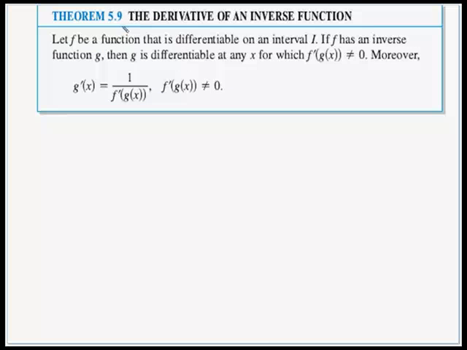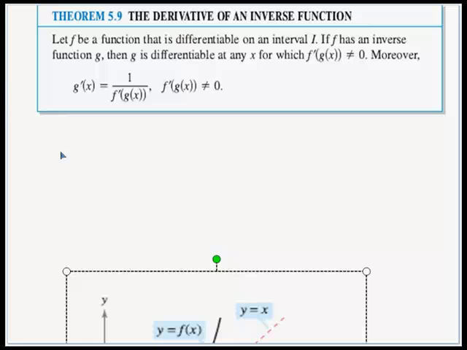And Theorem 5.9 talks about the derivative of an inverse function. Now this might get a little confusing. Hopefully I'll flip back to that picture and that might clear it up a little bit. Let f be a function that is differentiable on an interval I. If the function f has an inverse function g, so g is the inverse function, then g is differentiable at any x for which f prime of g of x does not equal 0. Moreover, the derivative of the inverse, g prime of x, is just the reciprocal of the derivative of the original function, as long as this f prime of g of x does not equal 0.